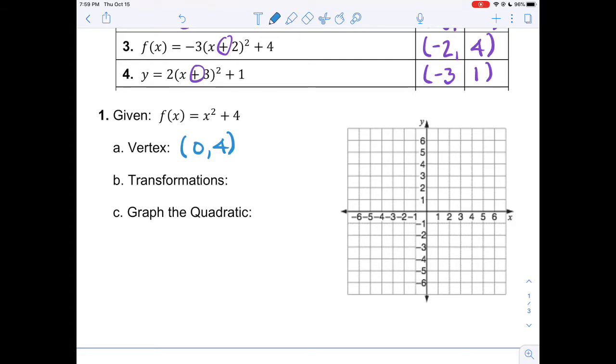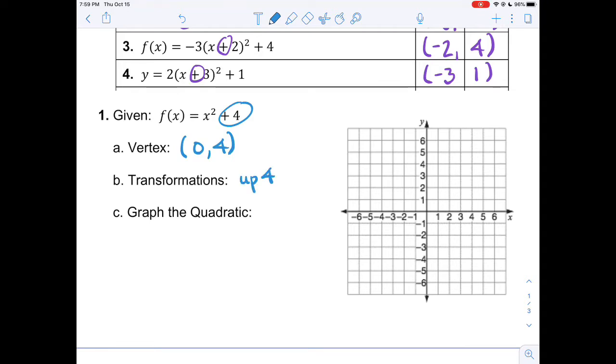The one thing that I see that's different from my parent function, remember the parent function being f of x is equal to x squared, is I see a plus 4 here. And so a plus 4, that's a k value, and so we are moving up by 4.